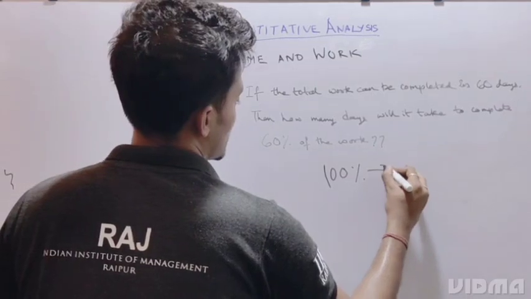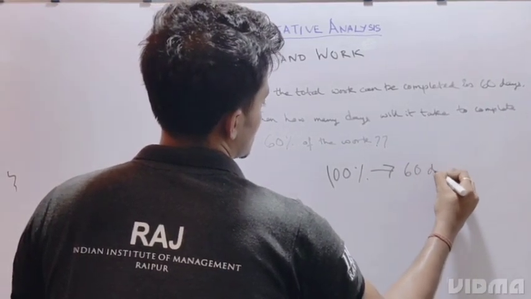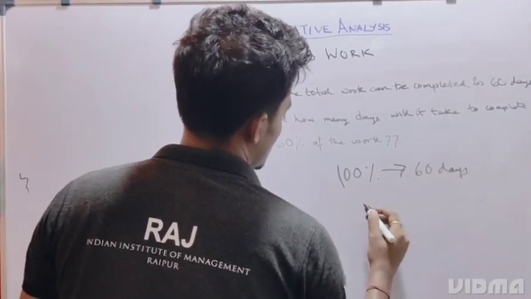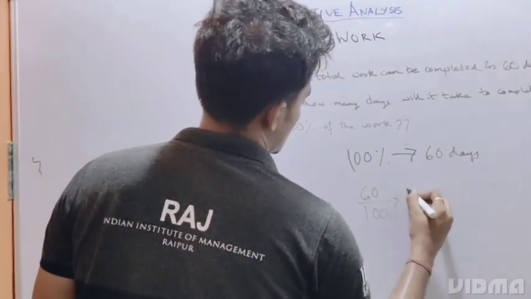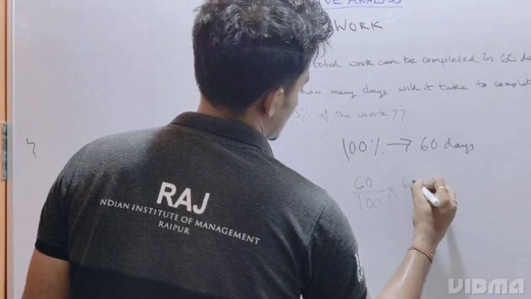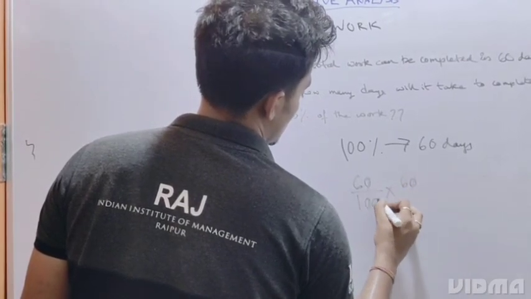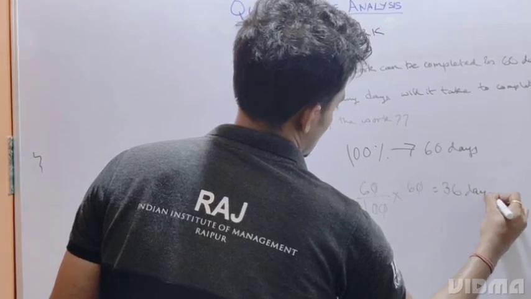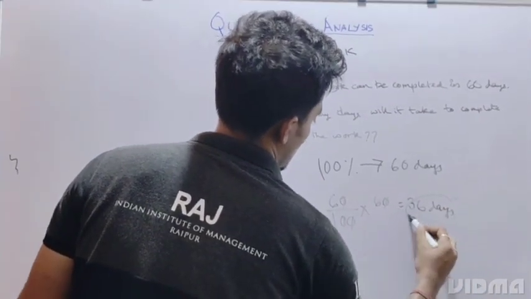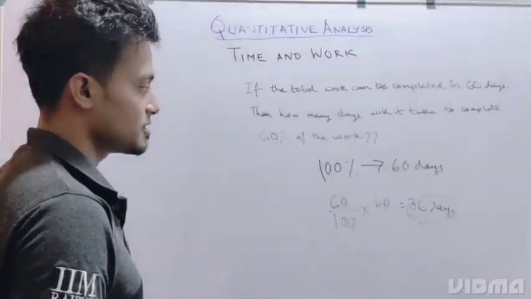100%, 60 days. To complete 60%, just find out 60% of 60 days. That will give you 36 days. And that is the answer. Simple.